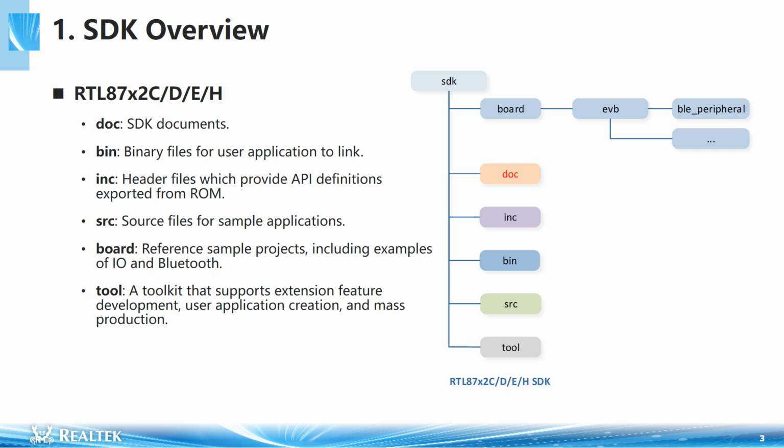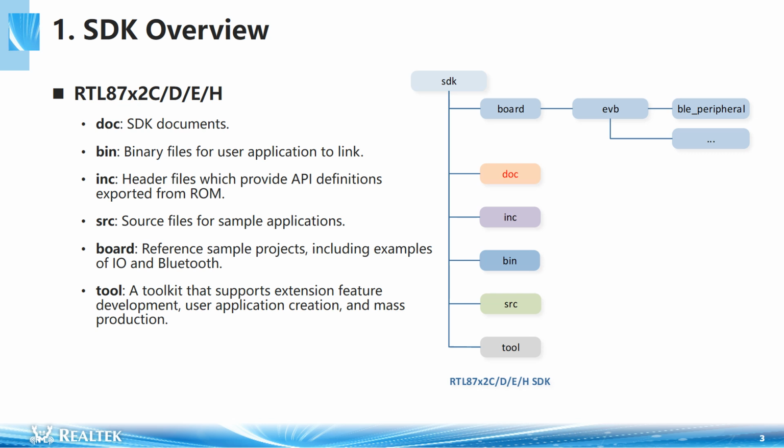In the mass-produced BLE SoC series, the RTL87X2C, RTL87X2D, RTL87X2E, and RTL87X2H use the same form of SDK development package, while RTL87X2G has slight adjustments. Below is an introduction to the contents of the two types of SDK development packages.